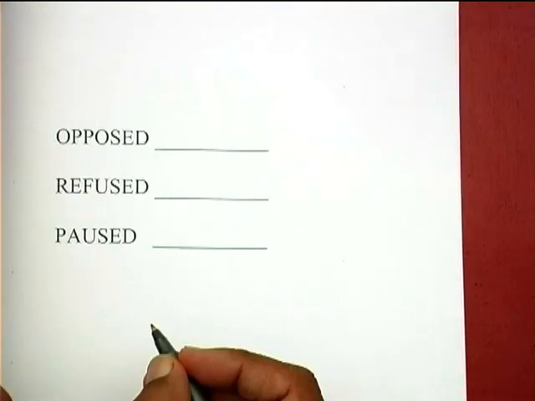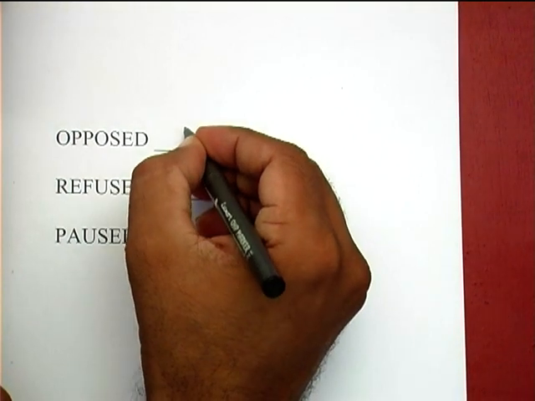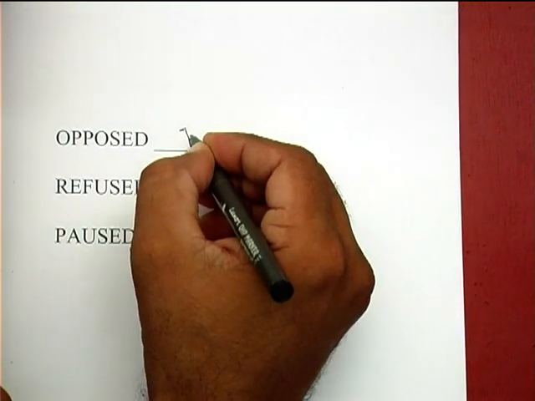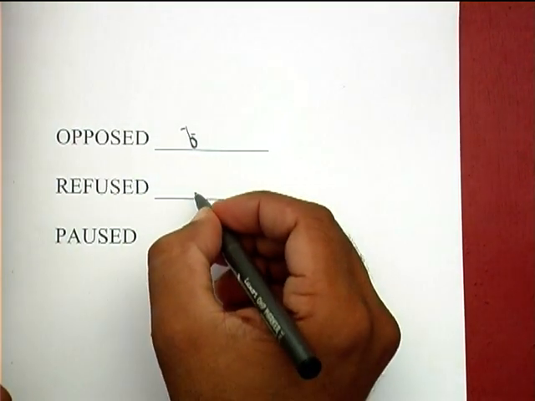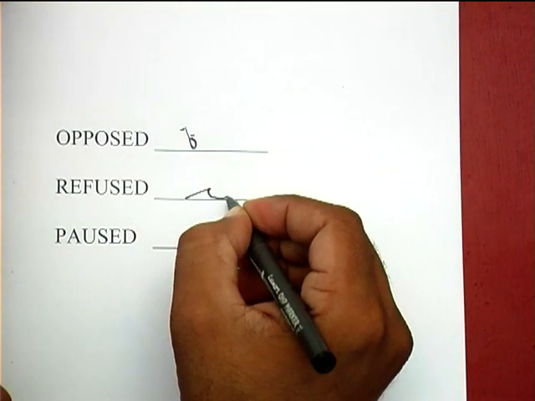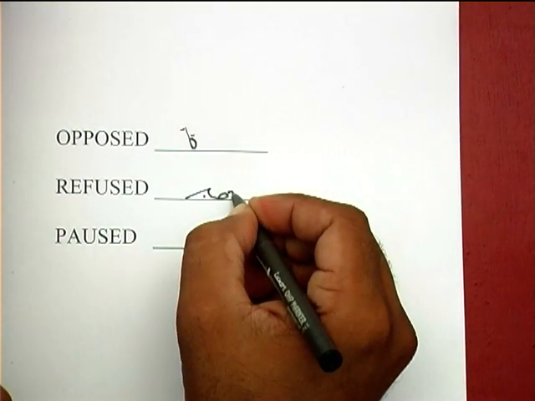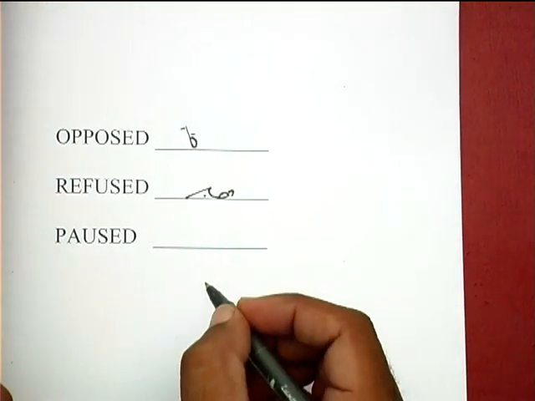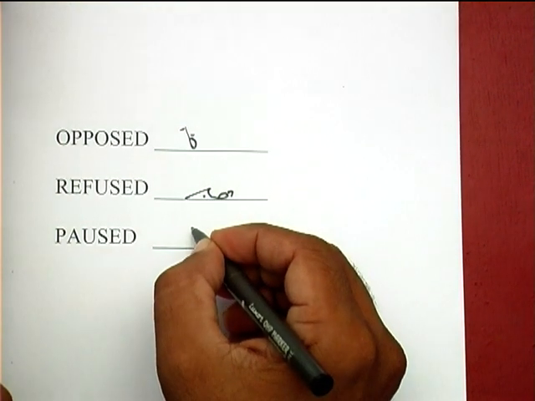The ST loop when written finally in any stroke also represents the sound of ZD. For example, opposed, refused, paused.